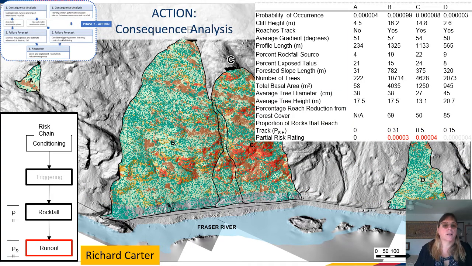Richard also extended his work to think about the consequence of potential failures from the identified rockfall source zones. So in this case, he's moving into phase 2, the action phase of this rockfall analysis process. In this diagram, you can see the results of the work thinking about moving down the risk chain on the bottom left, from conditioning of the slope through triggering, leading to a rockfall, and then in this case, thinking about the run out of that rockfall and the potential for it to impact the railway track at the base of this slope. Again, considering the presence of trees and their potential to help mitigate the effects of those rockfalls.